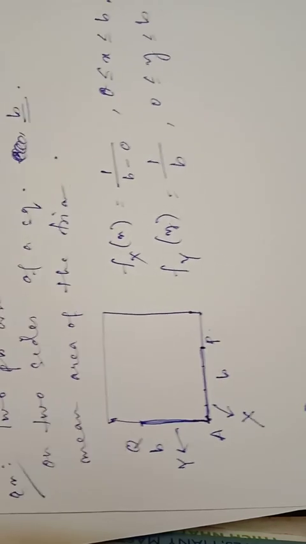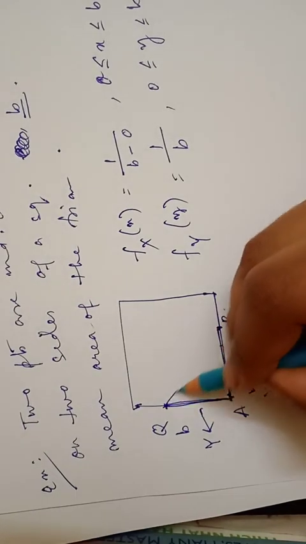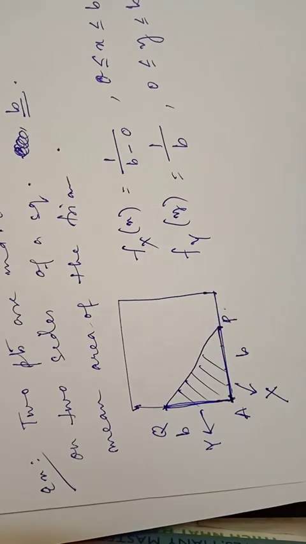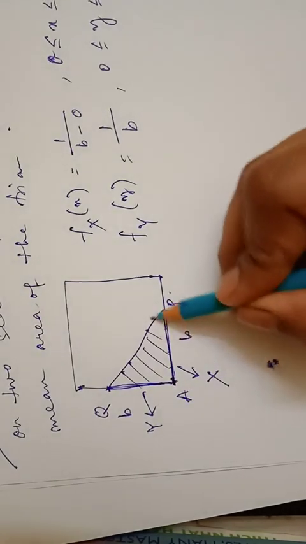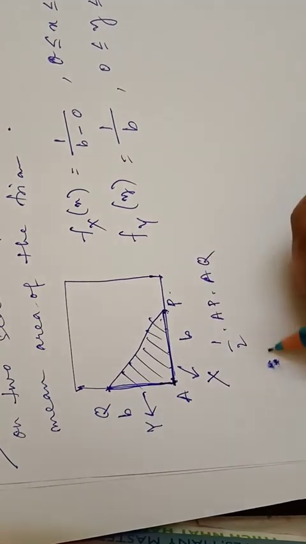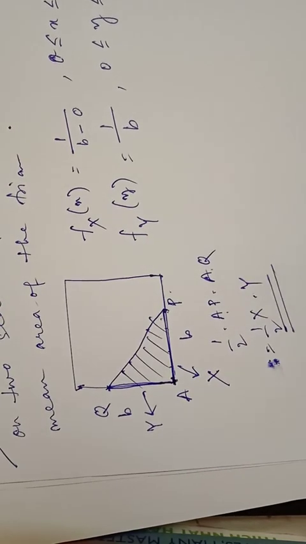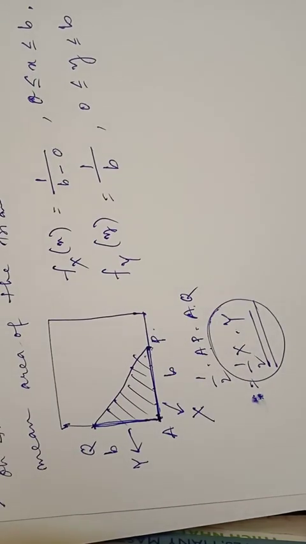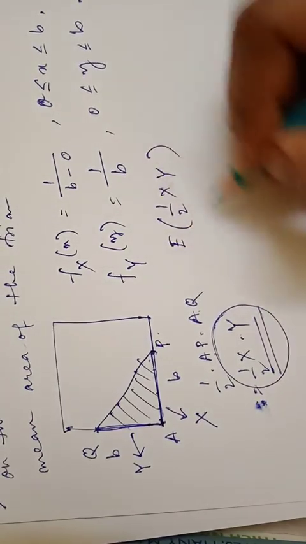Now we need to find out the mean area of the triangle APB. So APB, this triangle's area's mean. Mean area means the mean of the area, that is, the expectation of the area. So what is the area of the triangle? Half of AP into AQ. Now AP is denoted by capital X, AQ is denoted by capital Y. So half of XY, we need to find out its mean or its expectation. So expectation of half of XY.